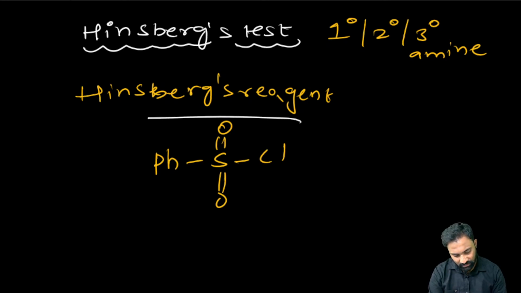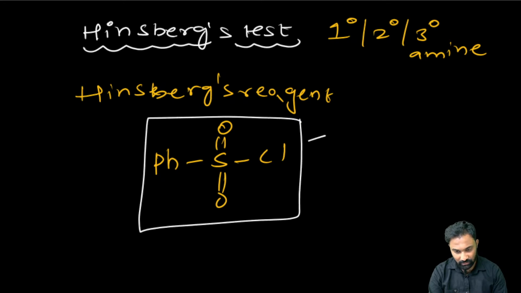Now this is the Hinsberg reagent. This one we call benzene sulfonyl chloride.